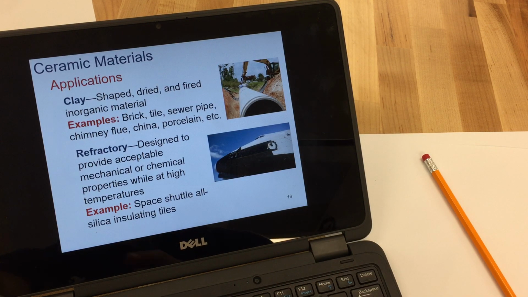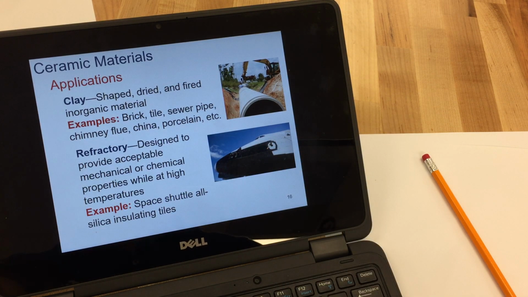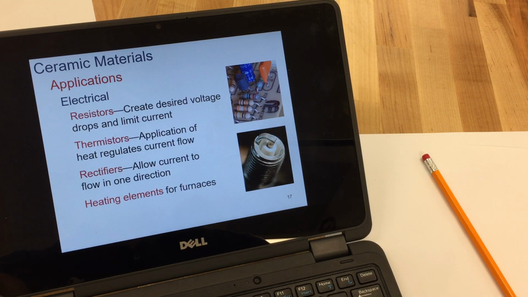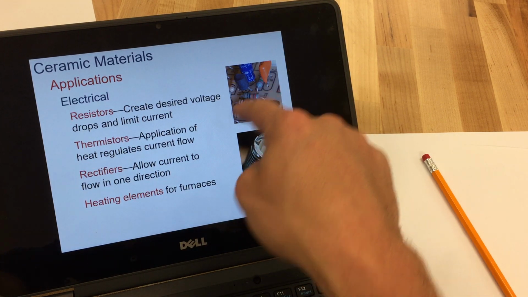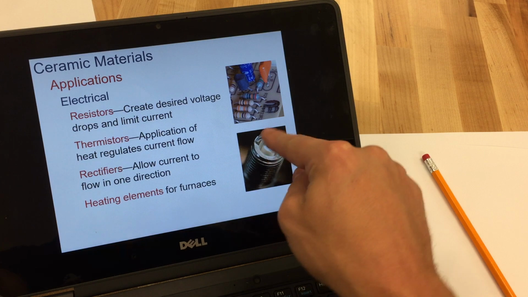Clay, brick, tile, sewer pipe, chimneys, china, porcelain, all of those. Okay, those are the silica insulating tiles on the space shuttle I was referring to. We can apply electrical applications as resistors. So these resistors, rectifiers, thermistors, heating elements for furnaces. All those, the ceramic part inside spark plugs.